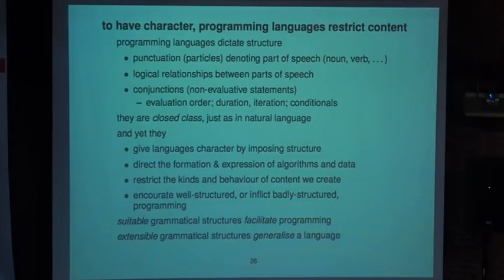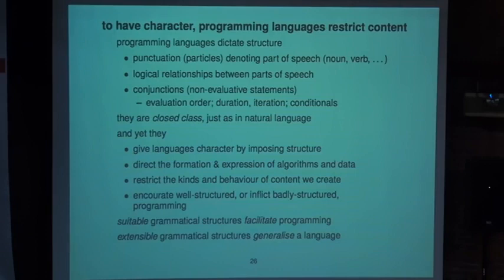So the character in a programming language, like the character in a natural language, is all down to the structural content. So the nouns and the verbs are completely irrelevant. It is the particles, which in programming languages are the restricted keywords, they are the punctuation symbols, the semicolons, the parentheses, the commas, etc. And these are a closed class. There are few programming languages where you can routinely invent new punctuation symbols and start using them.